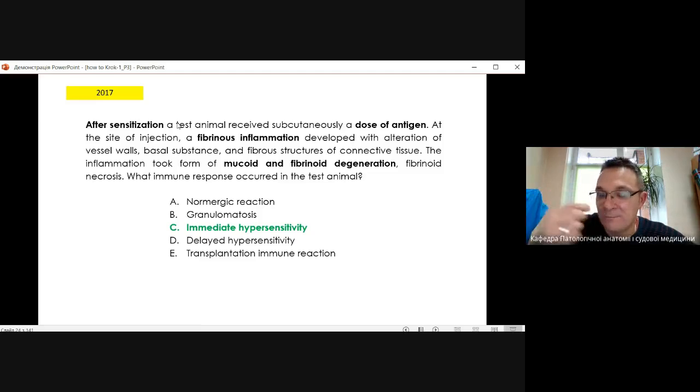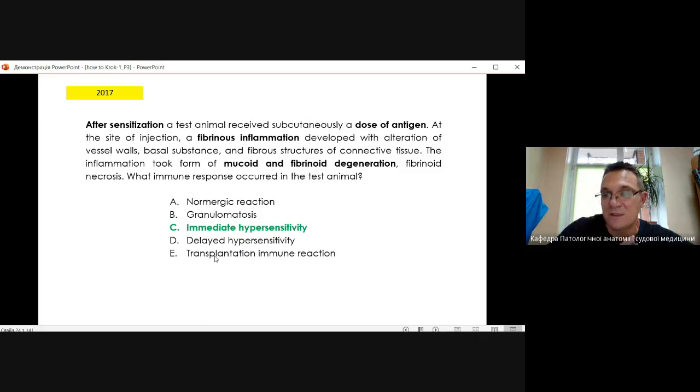The next point, this is not the transplantation immune reaction, because there is no transplant here, right? There is no grafting. What about the granulomatosis? Did you find some description of granuloma? No, nothing like that. Instead, we have to deal with the choice between delayed hypersensitivity reaction or immediate hypersensitivity reaction.